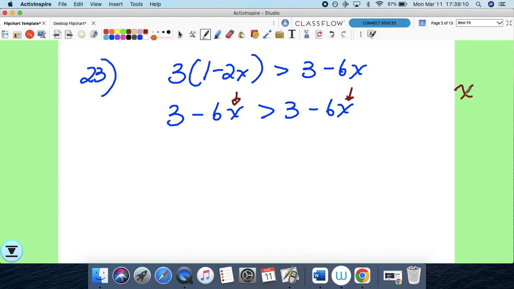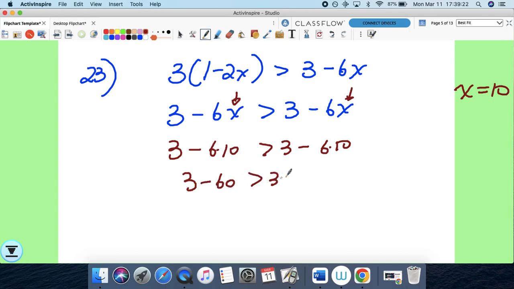So let's pick one. x equals 10, just because it's easier. 3 minus 6 times 10. And on this side, we get 3 minus 6 times 10. So 3 minus 60 greater than 3 minus 60. And we get negative 57 greater than negative 57. Well, is that a true statement? It's not, because negative 57 is not greater than negative 57. It's equal to, but not greater.